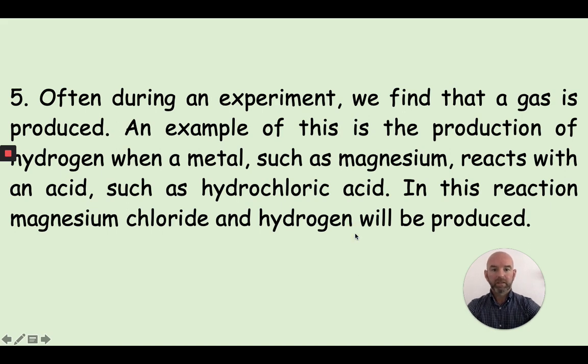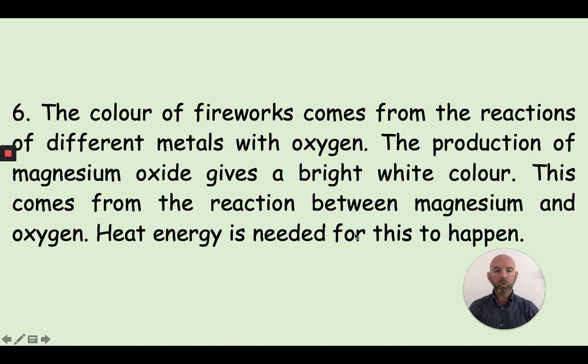Okay, so we've got one more left. The colour of fireworks comes from the reaction of different metals with oxygen. The production of magnesium oxide gives a bright white colour. This comes from the reaction between magnesium and oxygen. Heat energy is needed for this to happen. So, a reaction's happening, but what are the reactants and what are the products?